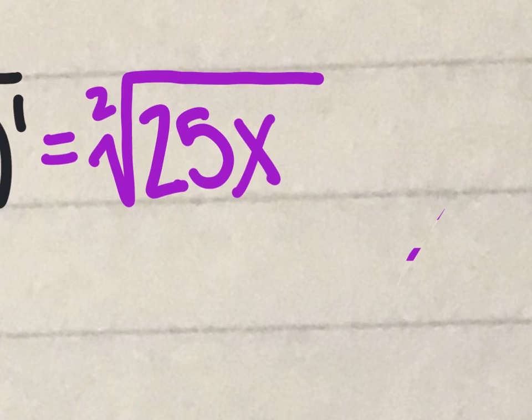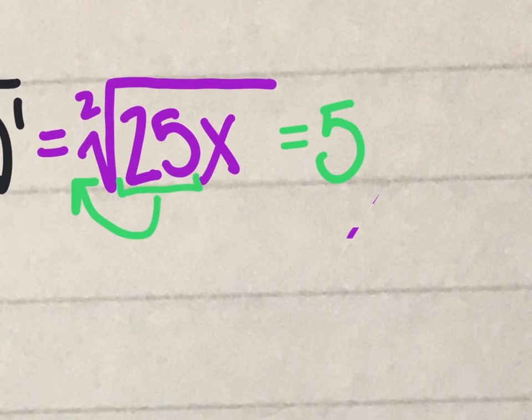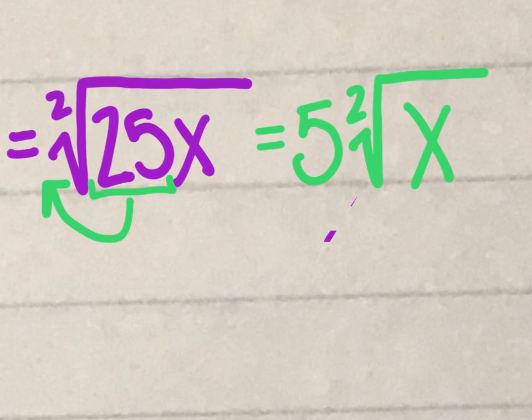Why can it be simplified? Because you can take the square root of 25. The square root of 25 is 5. So the 5 will come to the outside. You cannot take the square root of x, so that remains under the radical. And you get 5 square roots of x.